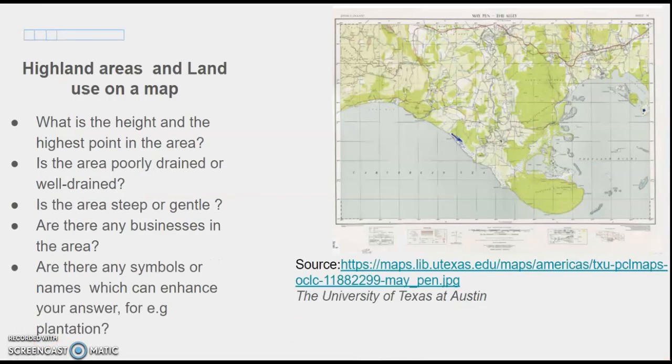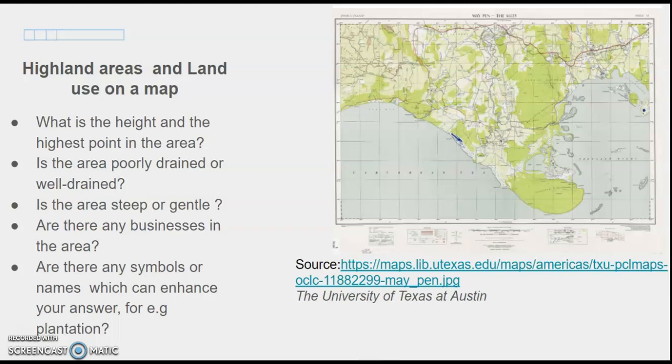Let's look at the highland areas and the land use on a map. Look and see what is the height of the area and what is the highest point in that area. Also look to see if the area is poorly drained or well drained, as this would influence the land use in that area. Check to see if the area is steep or gentle, which will also influence the ways that the land use occurs on the map.